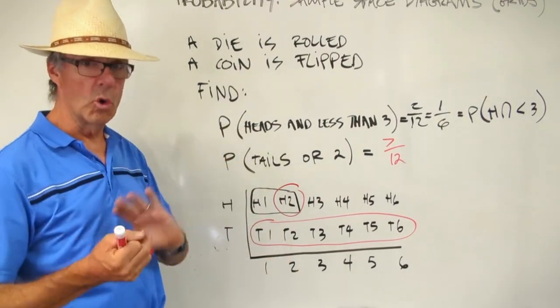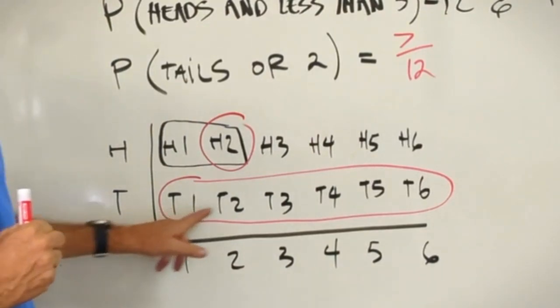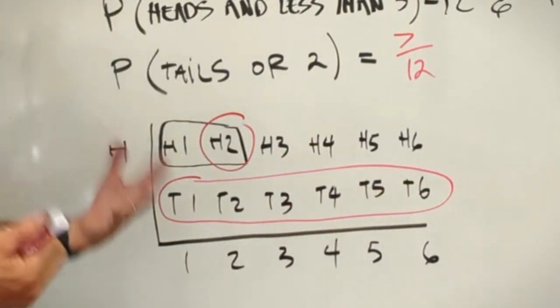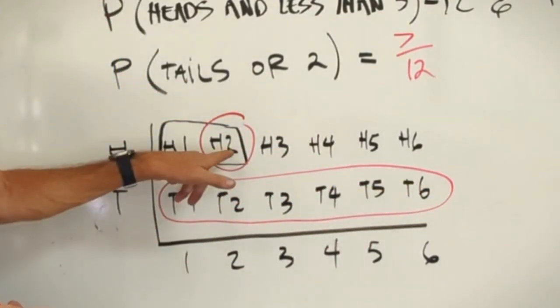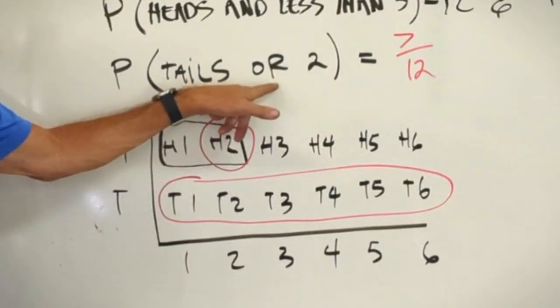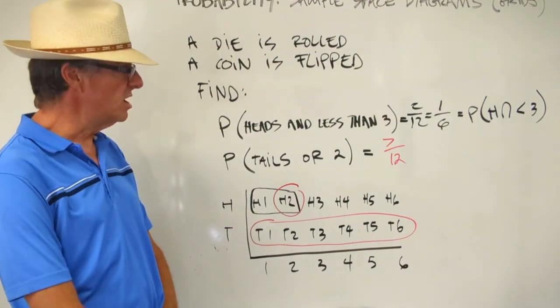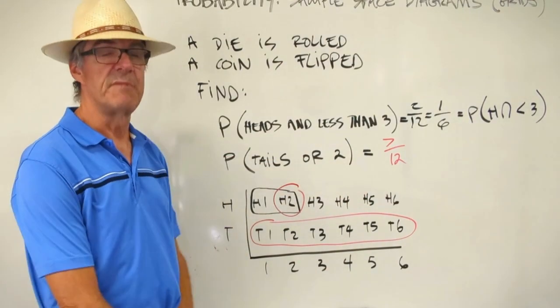Probability of tails or 2, this one, either outcome works. So here are 6 outcomes for tails. That satisfies our condition. Here is an outcome for 2. We didn't get a tail, but we did get a 2. Remember, it's or, so it's either one or the other. So using my grid, I have 7 outcomes out of 12. So there is my probability.